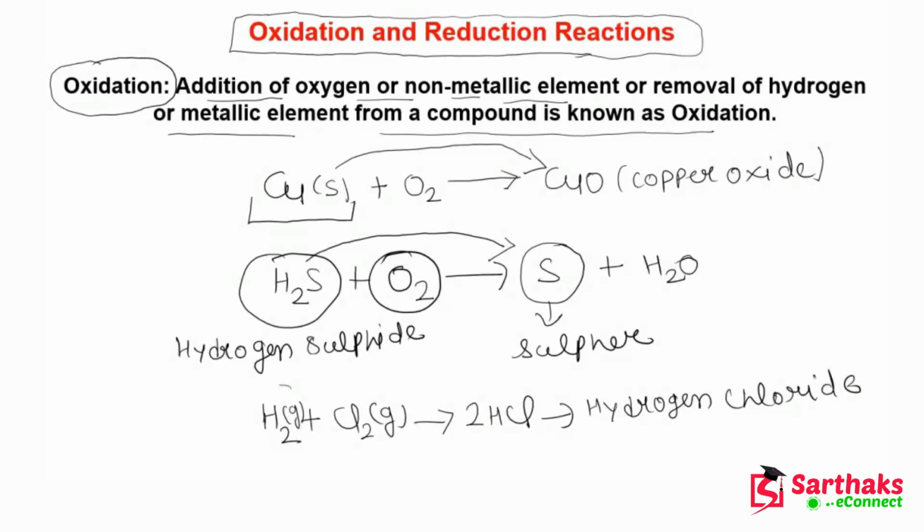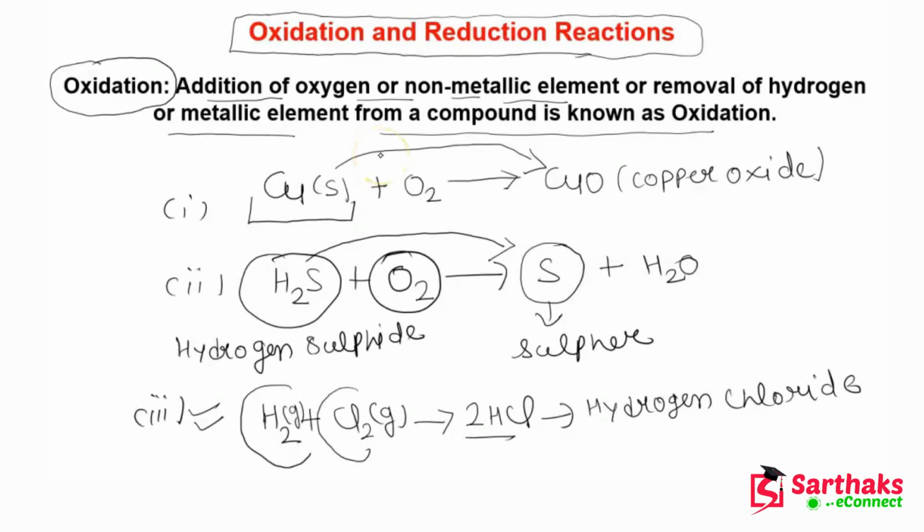You can see that chlorine is added to hydrogen in the product. This is the reactant side, and when they combine, they make hydrogen chloride. This Cl2 is a non-metallic element, so there is an addition of a non-metallic element. That's why it is also called an oxidation reaction. So these are the three examples of oxidation reaction. I hope these examples are clear.